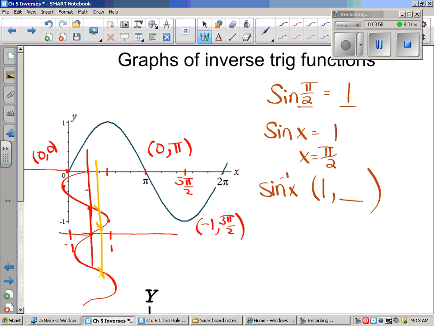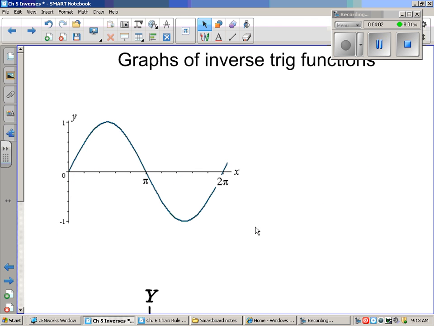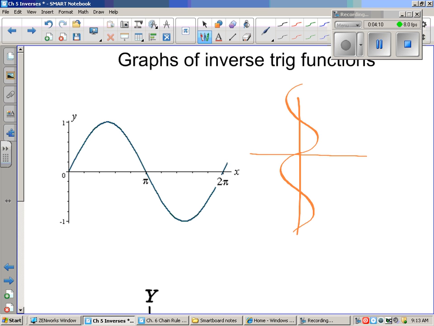So what happens to us is what we basically look at is we've got this, and I just want to do a better drawing here. So we have this inverse sine graph that kind of goes up and down this whole thing.